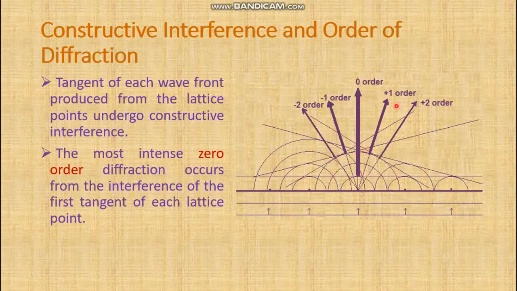Now look at this diffraction. This is the first order diffraction. How does it come? It comes from this line, this line. Look at the movement of the cursor, this line. And how is this line obtained?